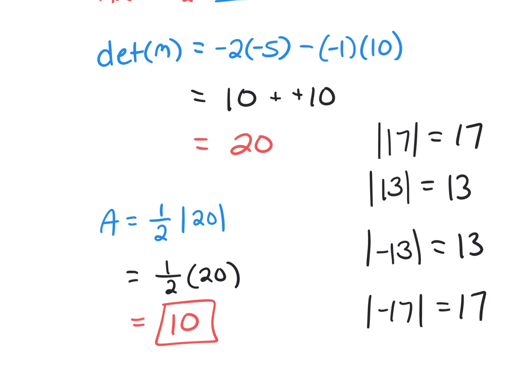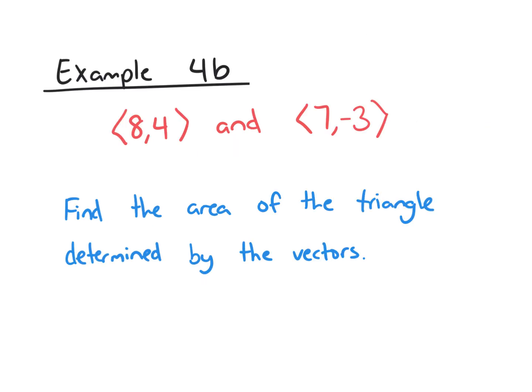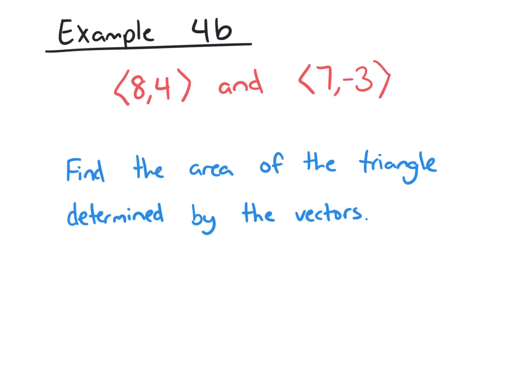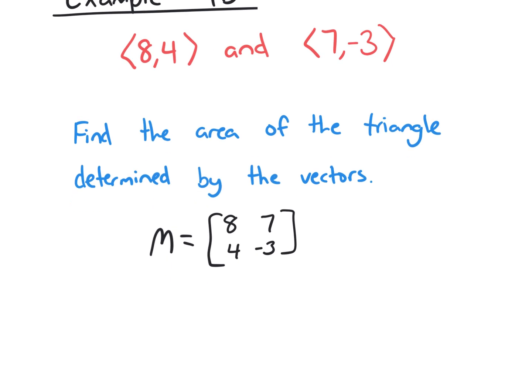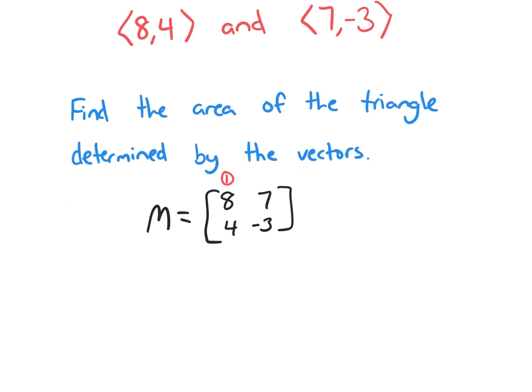Yep. All right. Go ahead and do example 4B. All right. It wants us to find the area. In order to find the area given vectors, what do we have to do first to those vectors? In order to find determinant, we have to do what first? Matrix first. Yep. So this matrix turns into what? 8, 7, 4, -3. Good. So remember, this was your first vector. This was your second vector. So now, what do we need to find in order to find the area? Determinant. Yep. So determinant of M. How do I find that?